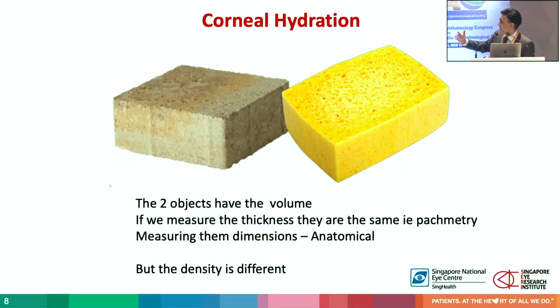Another way of looking at this is this example over here. You have two objects, right? One is a brick and one is a sponge, okay? The objects themselves have the same volume. So if I measure this on OCT, the volume is the same. So if we measure the thickness like you do with pachymetry, it's the same on both sides. There's only two objects here, so if you do anatomical measurements, say with specular microscopy, there's only one. But everybody in this room knows that the density is different between that brick and that sponge, right? So when you're looking at a cornea, you're not measuring hydration. You're measuring the volume to understand the thickness, and you're measuring the number of cells to tell you the number of cells there. You're not measuring hydration.